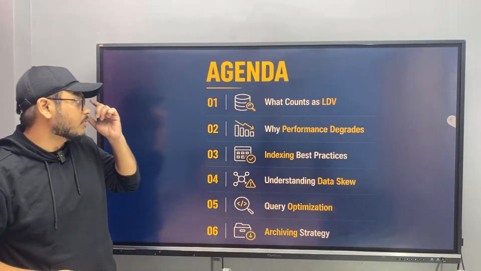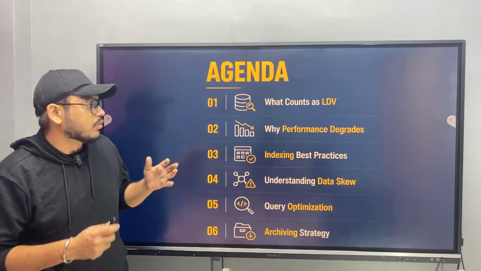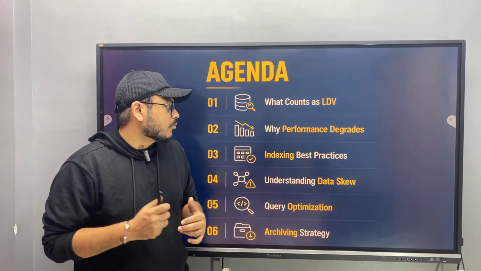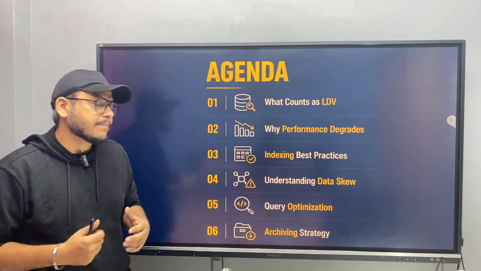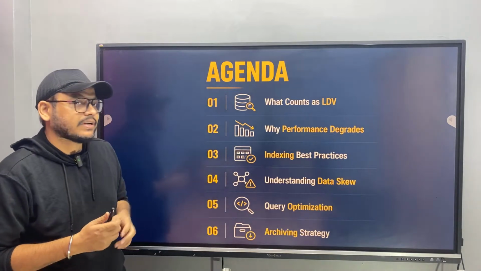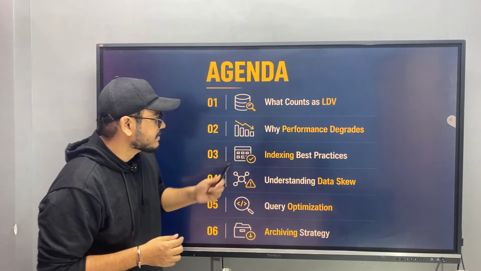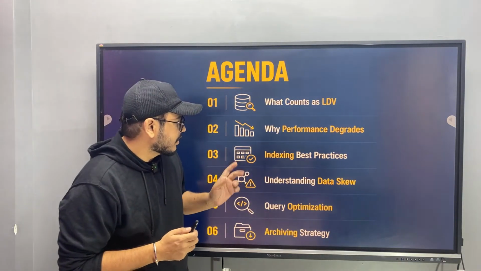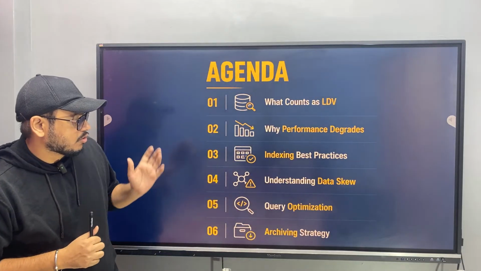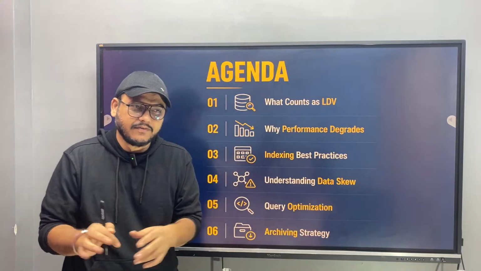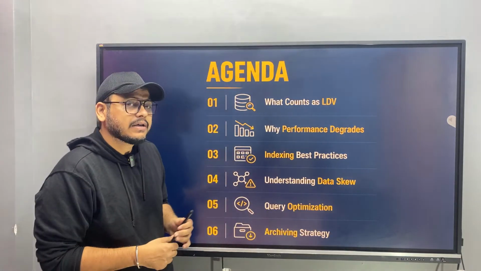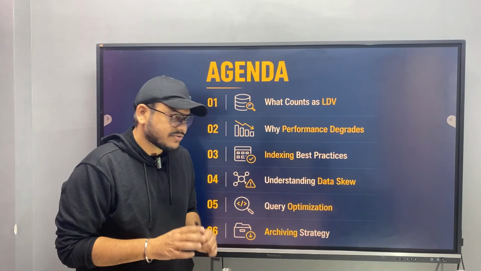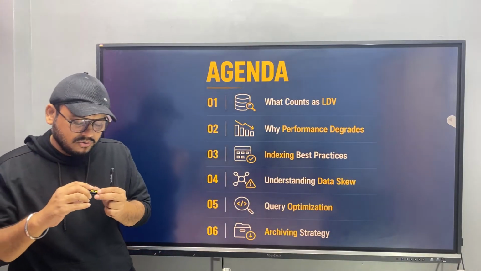Okay, let's quickly talk about the agenda. So first of all, we'll talk about what counts as LDV, what counts as large data volume, when should you start getting concerned. Second, we will talk about why performance degrades, what are the factors which get impacted, where the performance starts getting degraded. Third is indexing, the best practices. We'll talk about indexing and the best practices of indexing. We will talk about understanding data skew. So data skew is a completely different topic. I'll talk about what is data skew, when does it happen, and all. Then we'll talk about query optimization, and then we will also talk about archiving strategy. All right. So these are the things that we are going to discuss.